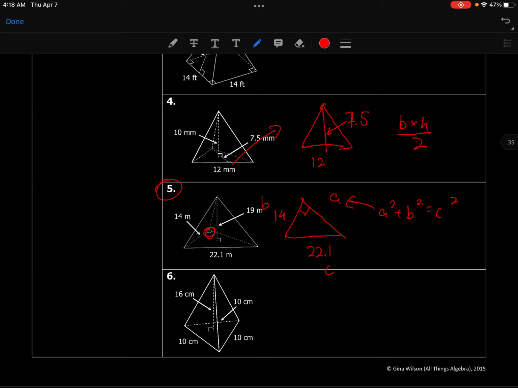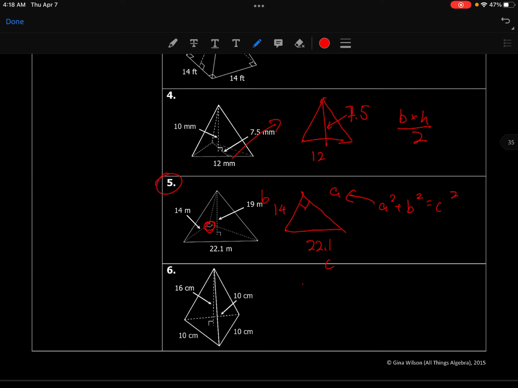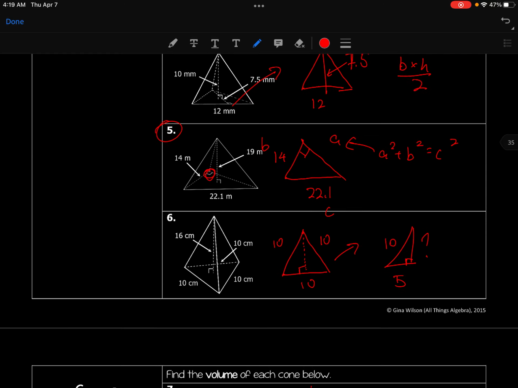Lastly, for number 6, now we have an equilateral triangle as the base. You'll be like, Mr. Y, we don't have the height of it. Well, you can find it very simply. You can make a height of this, or you can make a right angle there. Therefore, now we have a right triangle where the hypotenuse is 10. One of the legs is 5. How do you solve for this? Try it.